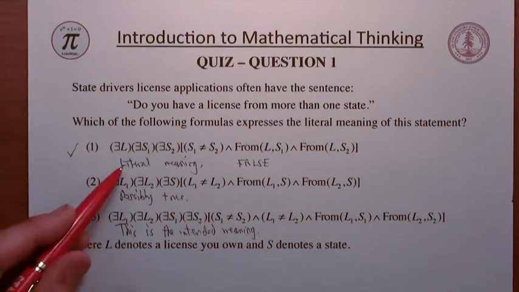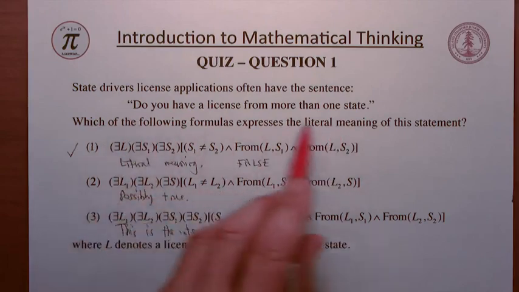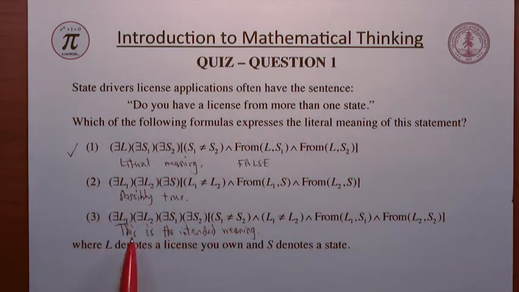So the literal meaning is number 1, which is false. Number 2 may be true, but it's not what the sentence is about. Number 3 is clearly the intended meaning, and it's the meaning that we would all understand from this because we know about licenses and about states and so forth. So this is the one we understand, but it's not the literal meaning.